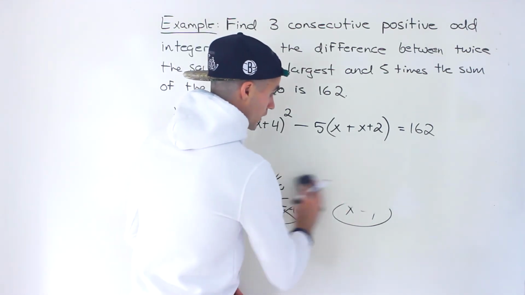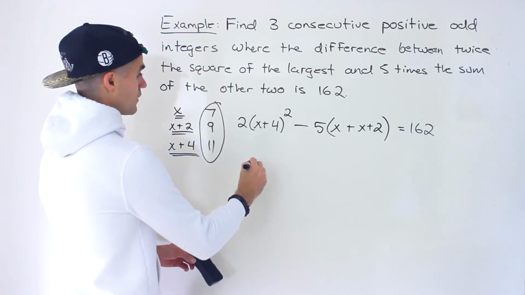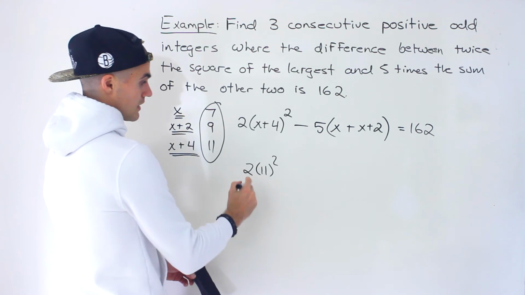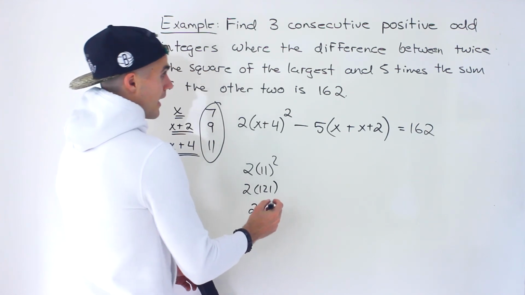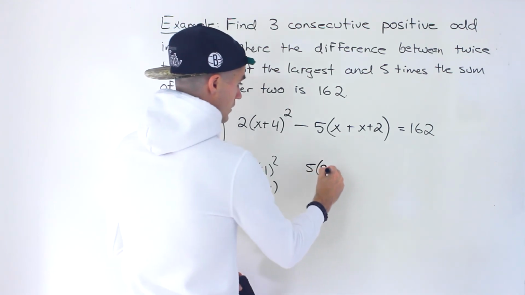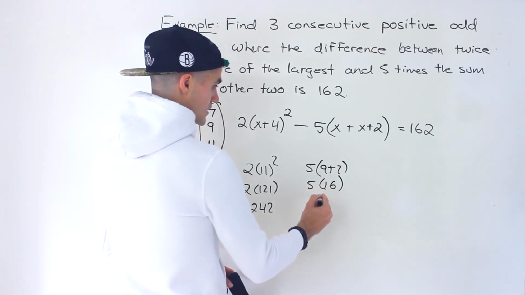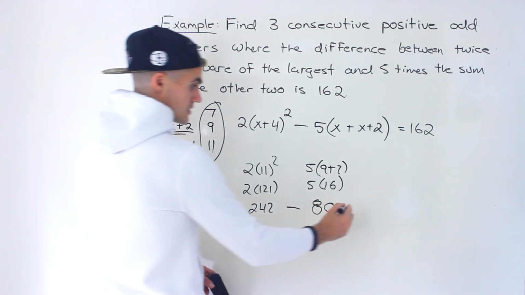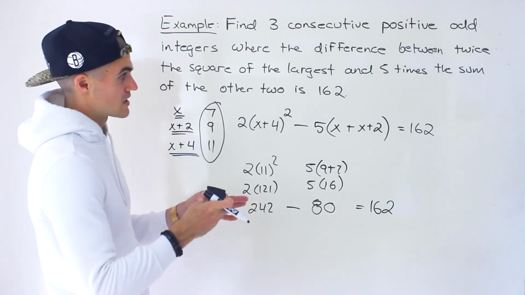And then you could check it with the wording, right? So, okay, let's say we take twice the square of the largest. So that would be 2 times the largest of these three, which is the 11. So it would be 2 times 121, which would give us what? 242. And then we're told 5 times the sum of the other two, 9 plus 7, which would give us 16. And this would give us what? 80. And notice, what's the difference between both of these? Well, it's 162. So these solutions make sense with the wording.